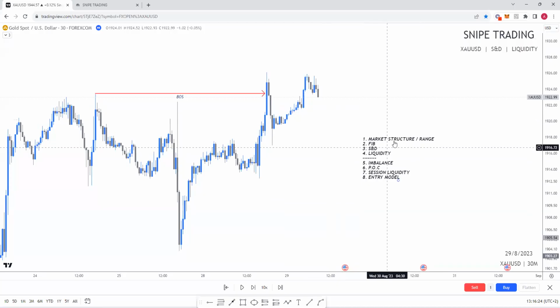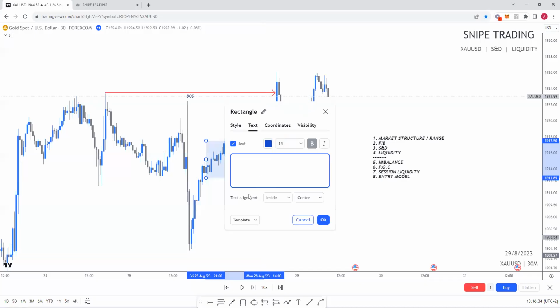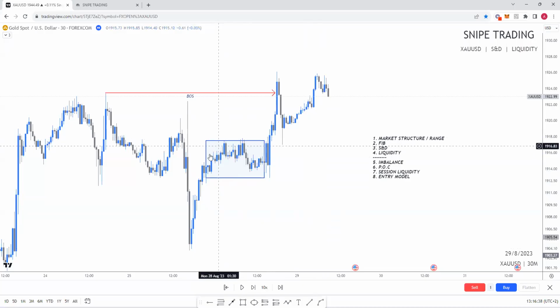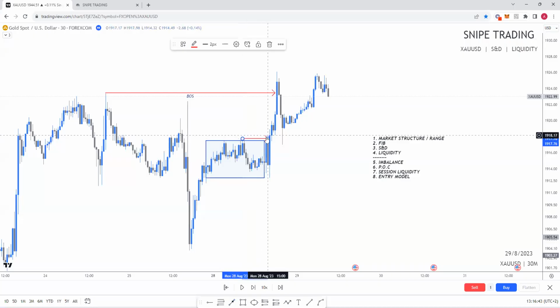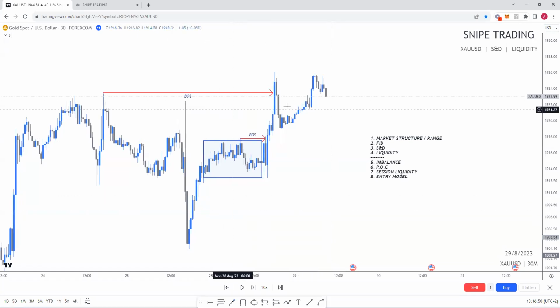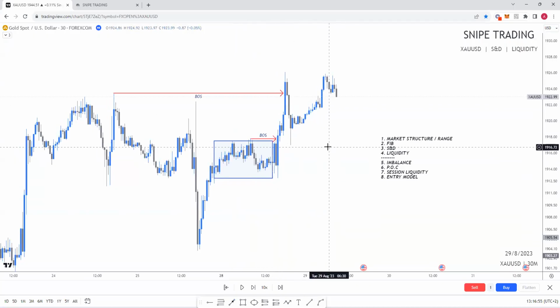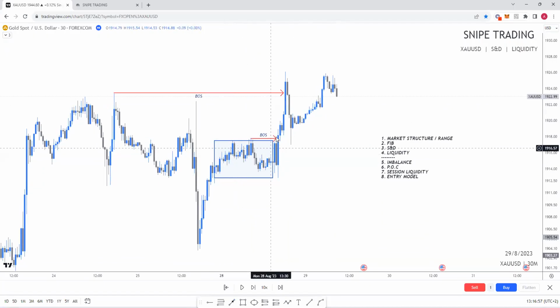Then we also like to look at ranges. In this impulse, price left a very clear range, which is this one right here. So we also mark it out. As you can see, price created this range and broke the range with volume to the upside, which means we are bullish. We are focusing on this range to look for buys.